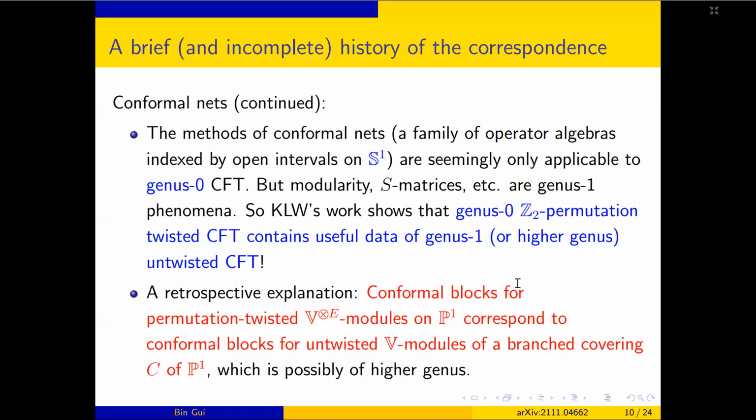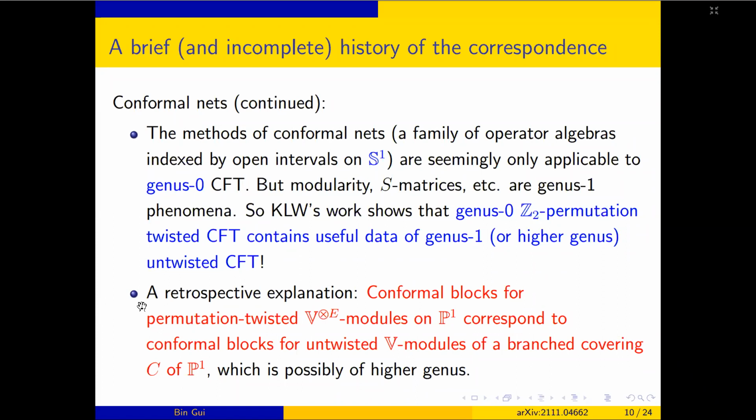So how is their work related to the correspondence? Actually their work raises a very interesting question. Modularity is about a genus one property of the conformal field theory, because you study the S matrix, which is related to the modular properties, the moduli space of genus one surfaces, right? So it is a genus one property, but conformal nets seem to be applicable only to genus zero conformal field theory, because conformal nets are basically just a class of algebras associated to the circle. So conformal nets are basically only genus zero stuff, but surprisingly they can use the genus zero stuff to study the genus one property, like the modularity, the S matrix. So why can they study this genus one property by using this Z2 permutation conformal field theory?